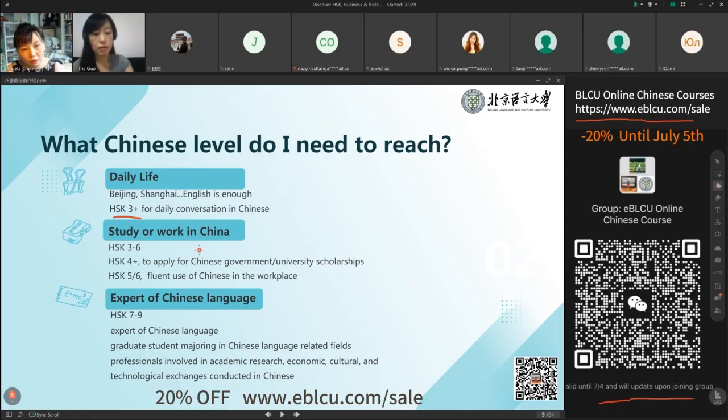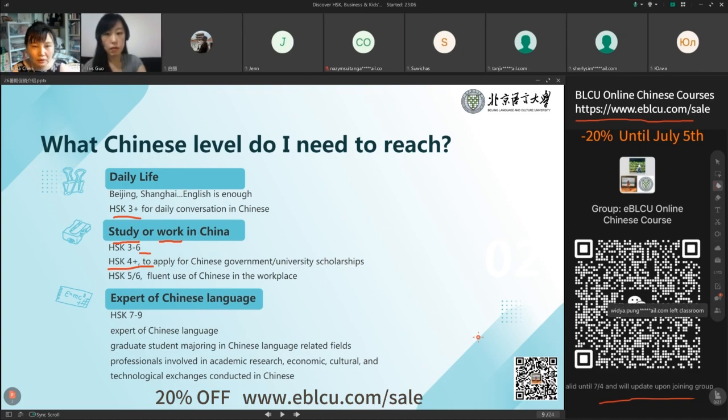And if your goal is to study in a university here in China or work here in China, that will have higher requirements for your Chinese level. So I would say HSK 3 to 6, depending on different university or company requirements. Usually, if you want to apply for Chinese government or university scholarships, you need HSK 4 plus for now. But it depends on which university or which program you are applying for.